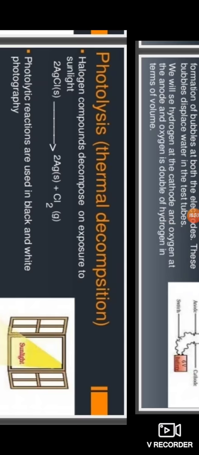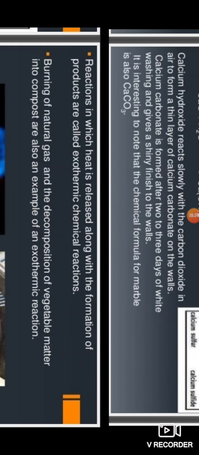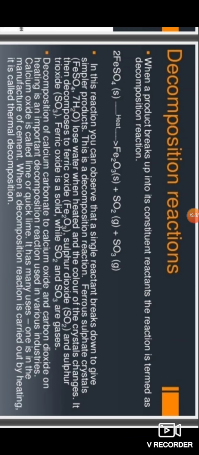Okay dear students, today we discussed the importance of combination reaction, exothermic reaction, endothermic reaction, decomposition reaction and the three types of decomposition reaction.